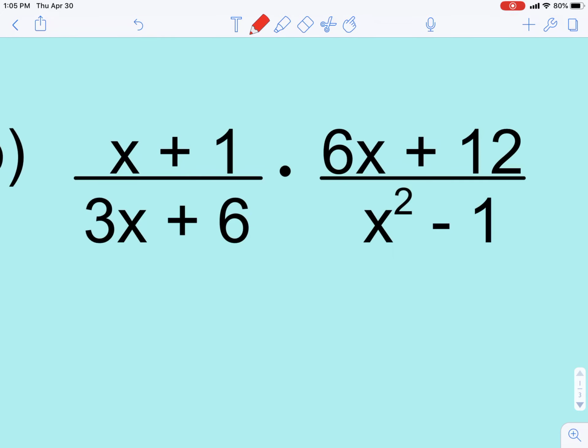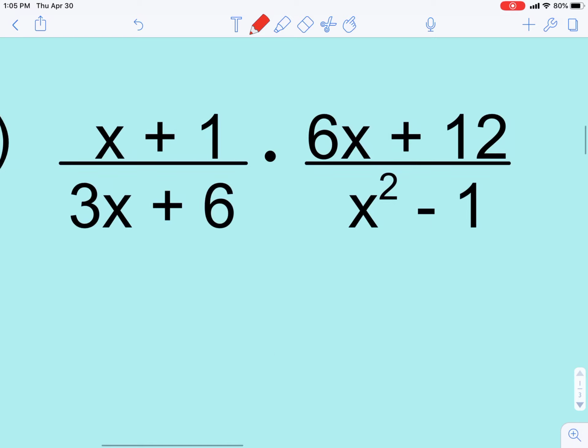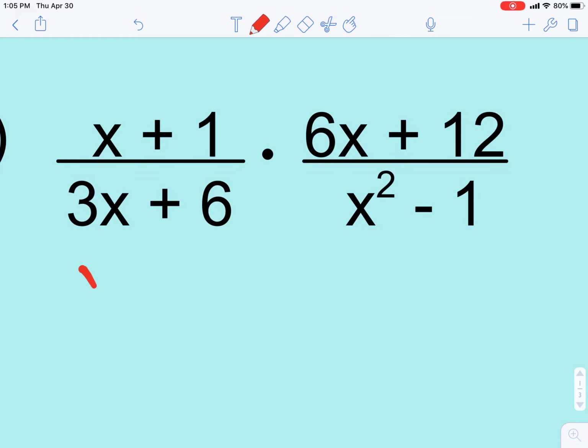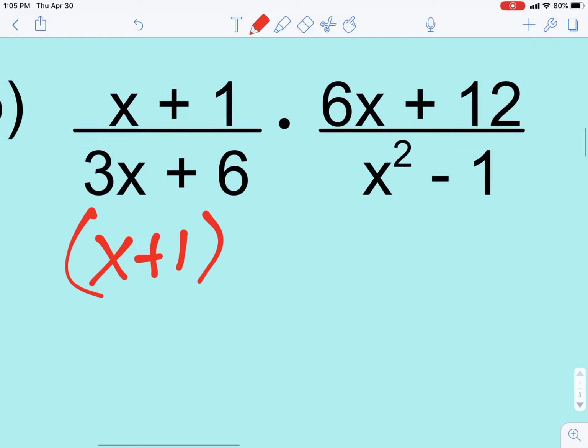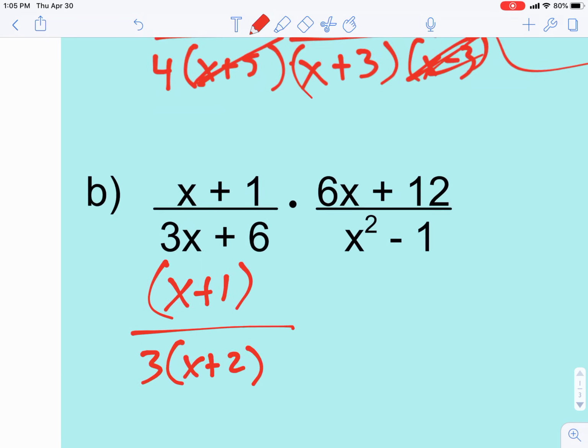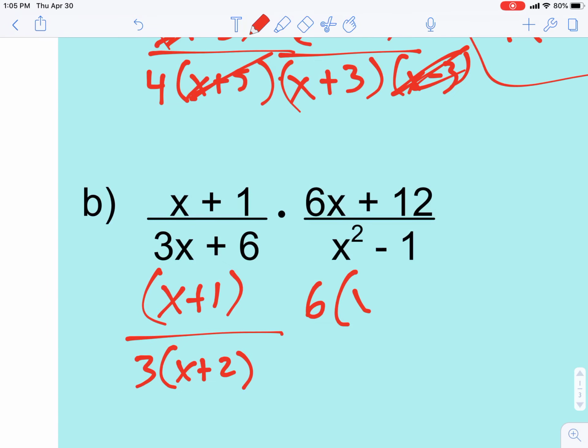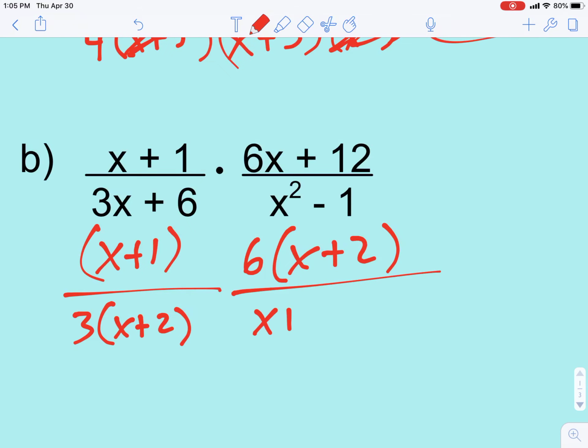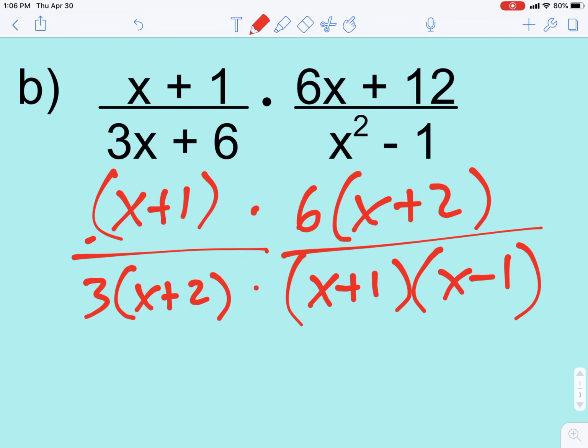All right, pause that video. Practice factoring quick. All right, I am going to go through and do this. Put parentheses around the x plus 1. Factor out of 3, x plus 2. Factor out of 6, x plus 2. This bottom one is a difference of squares. It's x plus 1, x minus 1, right? Since we're multiplying, we go straight across. So we have everything factored. Now it's all multiplication. Start ninja styling, hacking stuff out left and right.